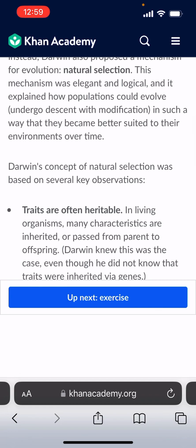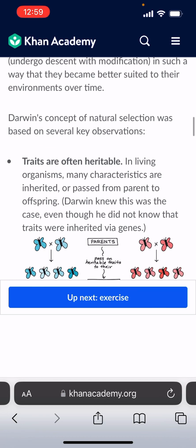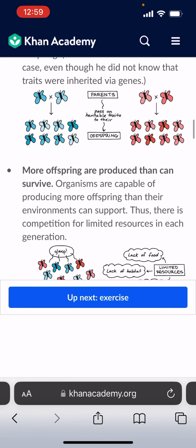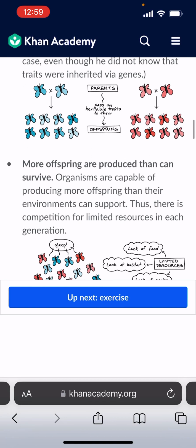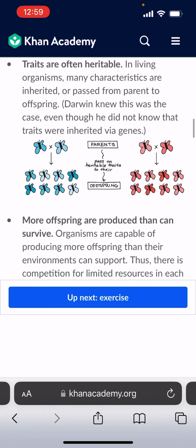Darwin's concept of natural selection was based on several key observations. Number one, traits are often heritable. In living organisms, many characteristics are inherited, or passed from parent to offspring. Darwin knew this was the case, even though he did not know that traits were inherited via genes. Parents pass on heritable traits to their offspring, as illustrated in this picture.